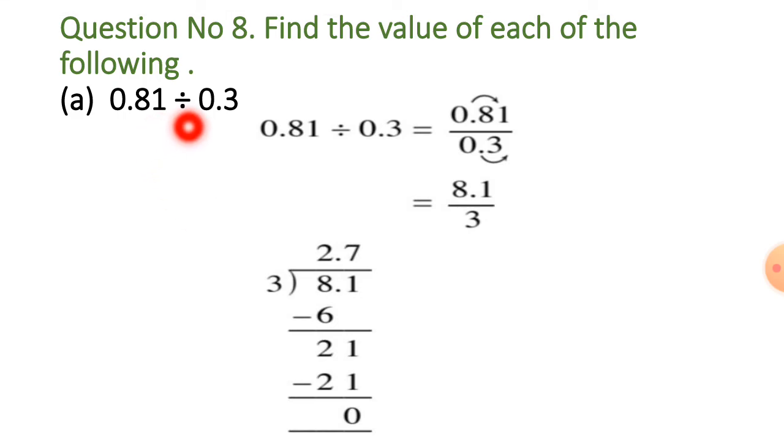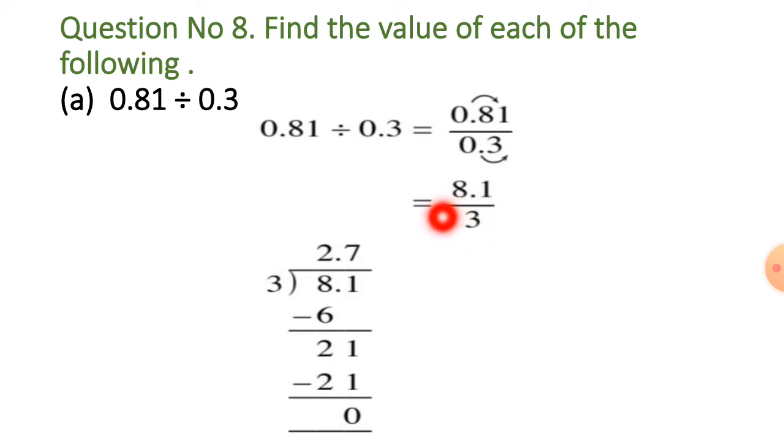0.81 is going to be divided by 0.3. Before dividing, we are going to shift the decimals in both numbers. The decimal is between 0 and 8, so it will shift to between 8 and 1. The same in the denominator: the decimal between 0 and 3 will be put at the end of the 3, so it becomes a whole number.